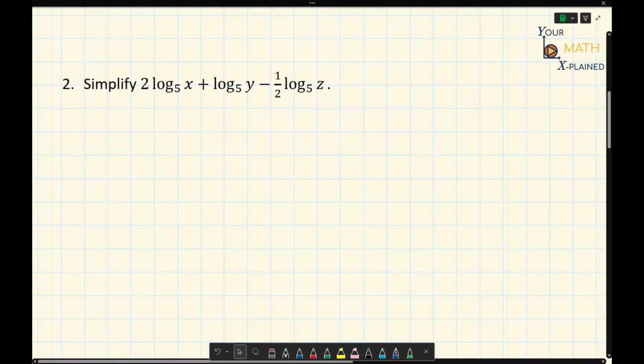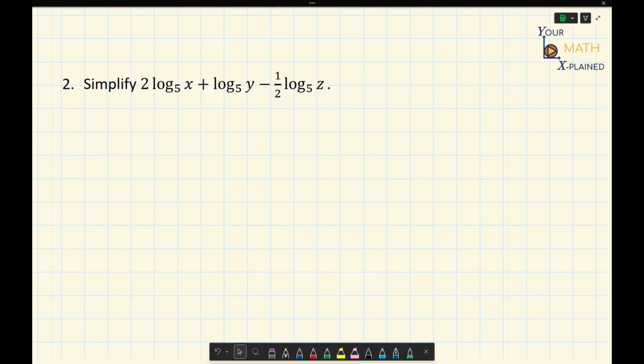For the next problem, we want to do the opposite. So we want to simplify this expression, which means we want to actually combine all these multiple logs into just one log expression. So we're going to put this 2 back up as an exponent. So this is going to be log base 5 of x squared plus log base 5 of y minus log base 5 of z to the power of 1/2.